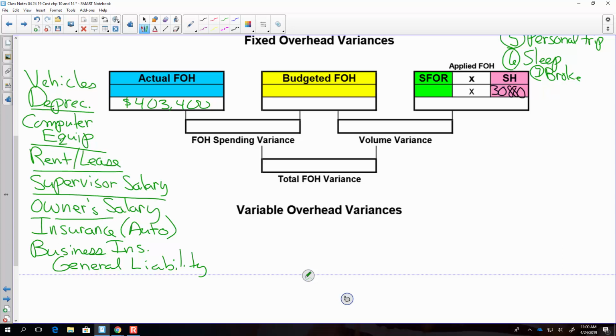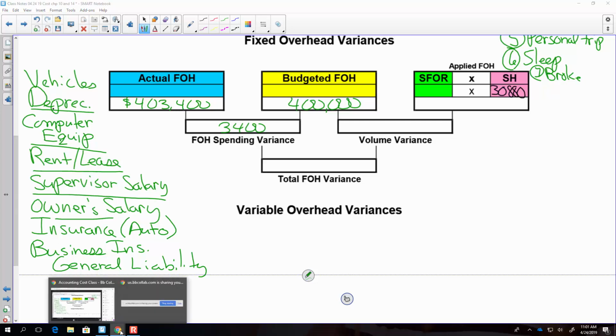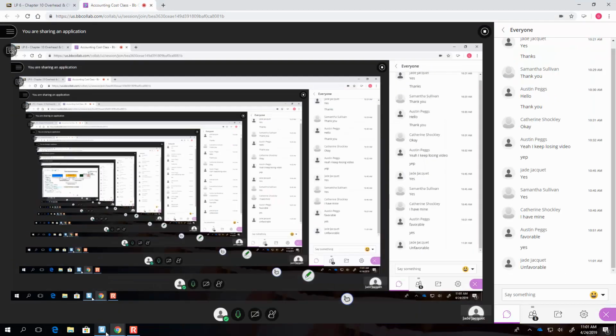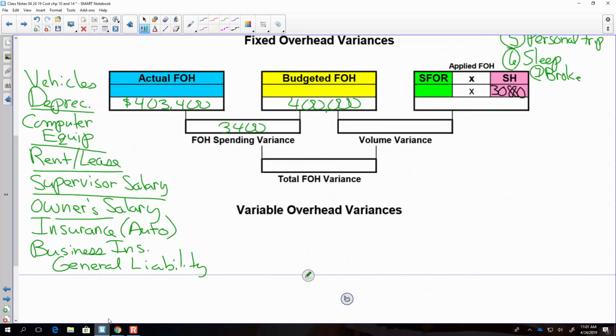That's the hard part. So, we come up with our actual numbers. What was the budget for the year? 400. The 400. Yeah. And obviously that's a 3,400 difference. Jade, favorable or unfavorable spending? 4034 versus 400. Unfavorable. Awesome. Very good.